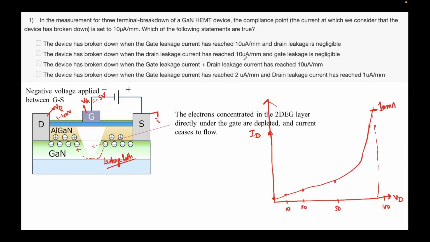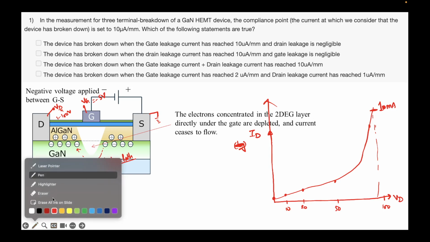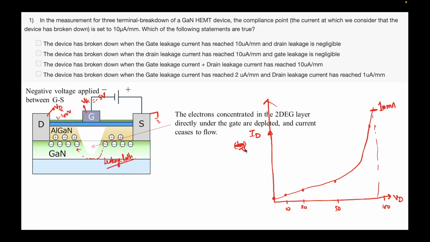The question asked that the threshold should be 10 microamps. So 10 microamps, and mind you, this is in log scale. Let's just forget about the log scale, it might lead to more confusion. It's in linear scale. Okay, I'm talking in linear scale, and then I also have to change this number. Just hold on a second. So this is let's say 100 microamps per mm.